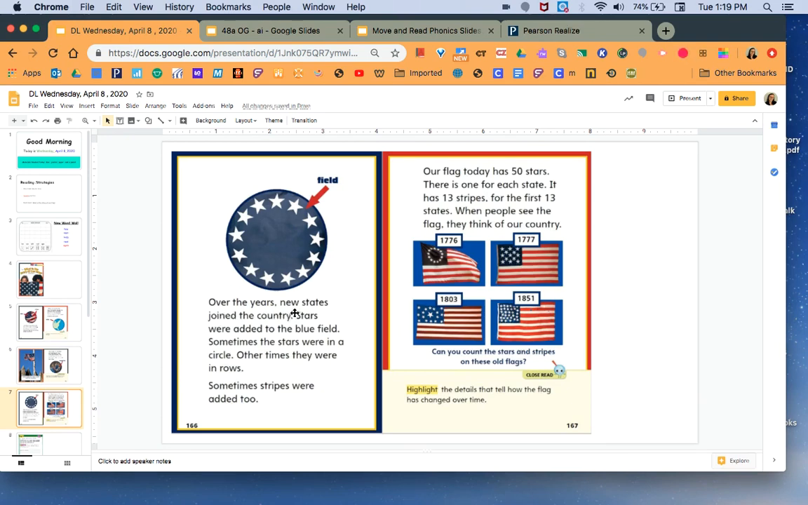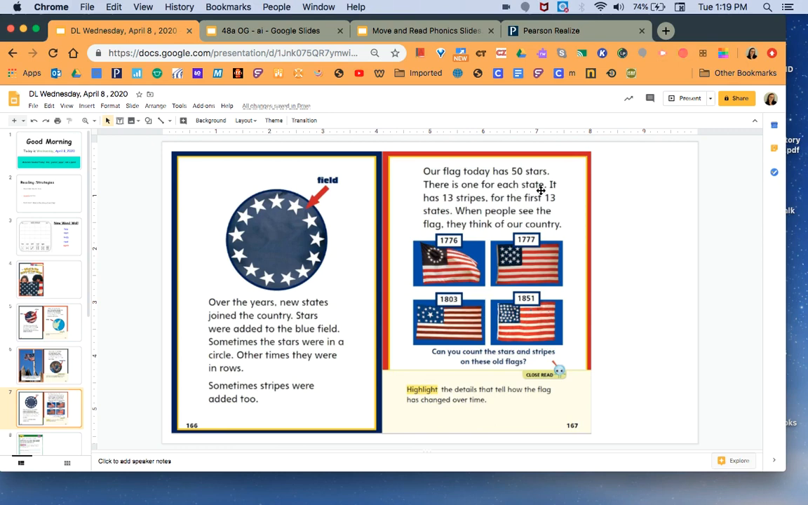Over the years, new states joined the country. Stars were added to the blue field. Sometimes the stars were in a circle. Other times they were in rows. Sometimes stripes were added too. And this is a field. It's a wide open area.